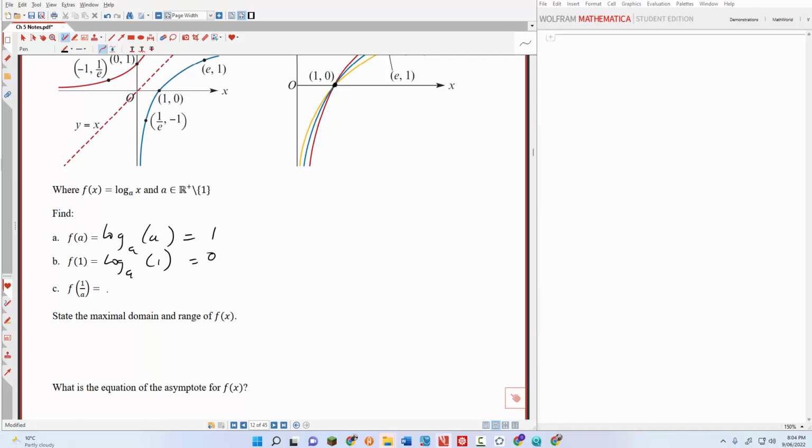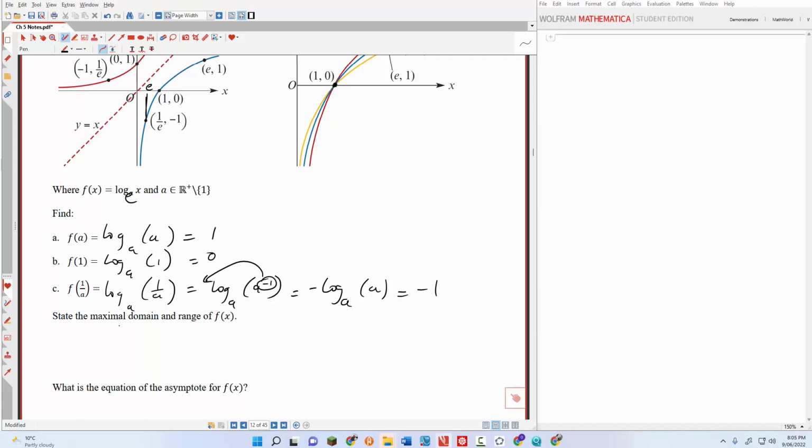And finally, we've got log a 1 on a, which is equal to log a to the negative 1. Write it with a negative index, grab that, shove it out the front, negative log a, which is negative 1. And there it is here with base e. So this would be assuming that we're using log base e here.